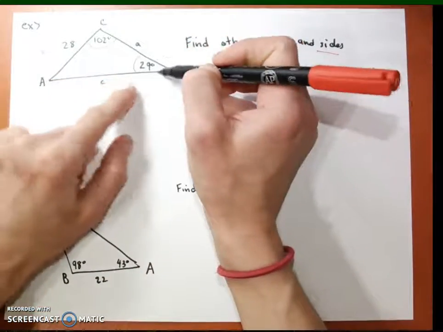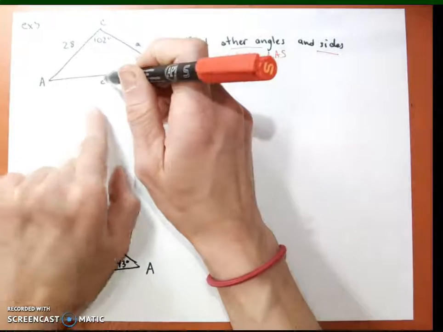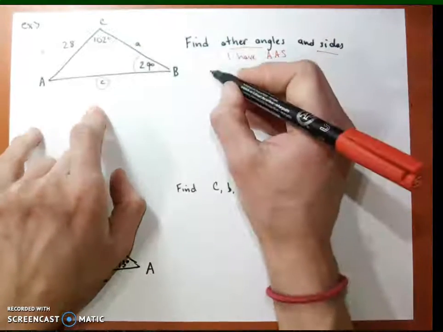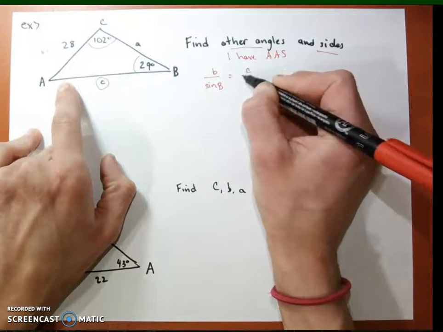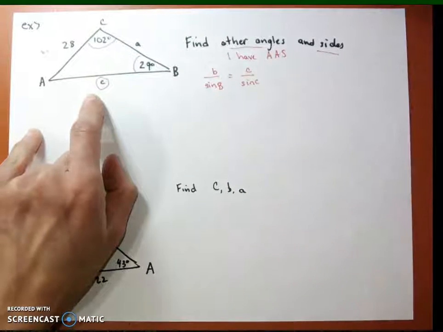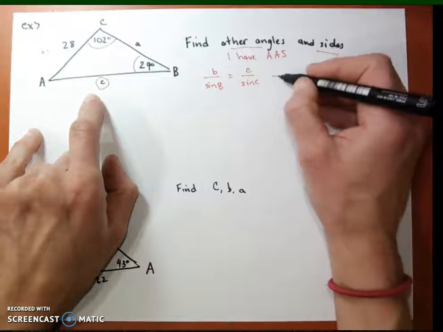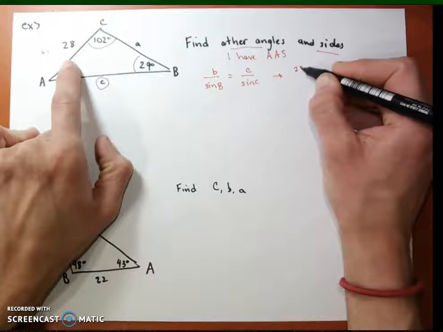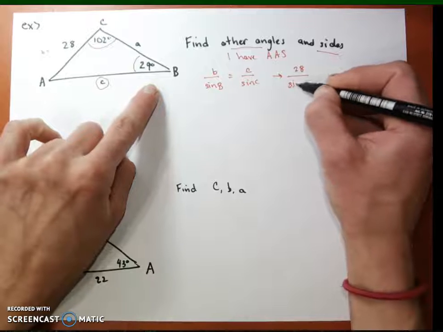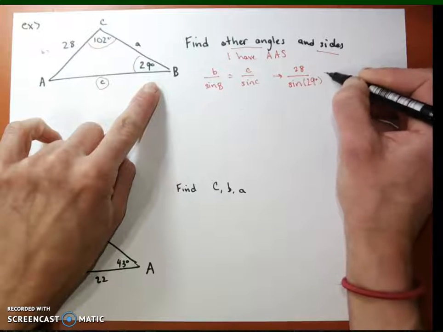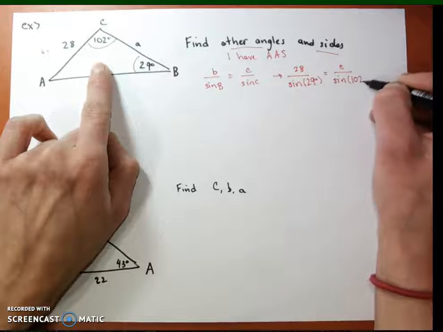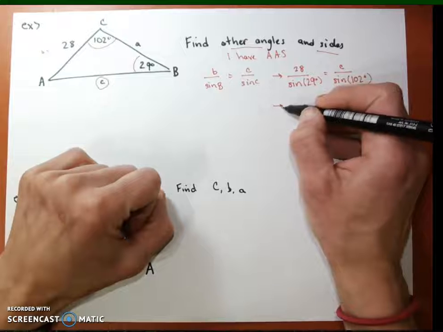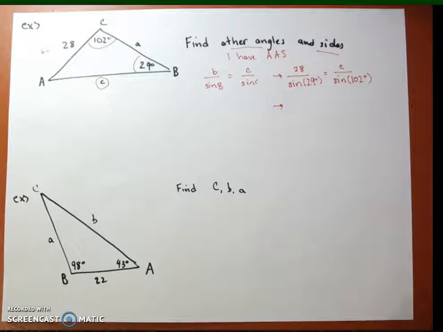But with this information, little b and capital C, I can use the law of sines to find little c, because b over sine B equals c over sine C. So I'll just fill this in. Little b is 28. Sine of B will be sine of 29 degrees. Little c is what I'm looking for, and sine of big C will be sine of 102 degrees. So now I can just plug this into my calculator, and that will allow me to solve for c. So I'm just going to cross multiply.